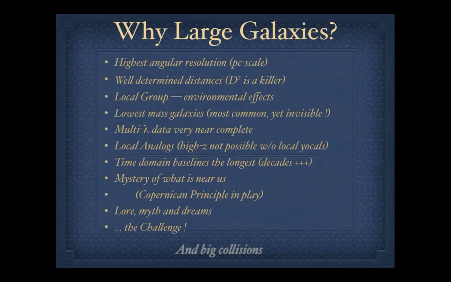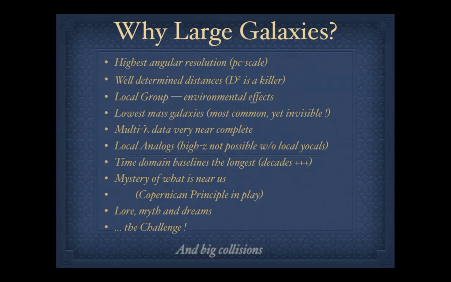They have, here's the other thing, well-determined distances. Well, thanks to the redshift independent distances, you know, the standard candles, because the d squared term, 4 pi d squared in the luminosity, is a killer. That's nonlinear. And so we have to do our absolute best to get the best distances we can get.